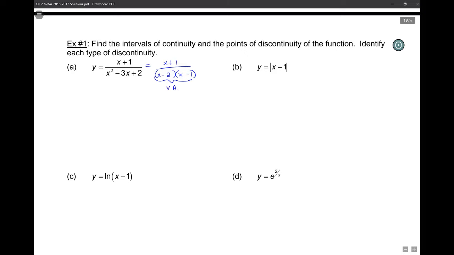So I know it's continuous from negative infinity to 1, and then 1 to 2, and then 2 to infinity. Just make sure when you write interval notation, everything goes in order. Now, discontinuities. We have discontinuities at x equals 1 and x equals 2, and they are infinite.